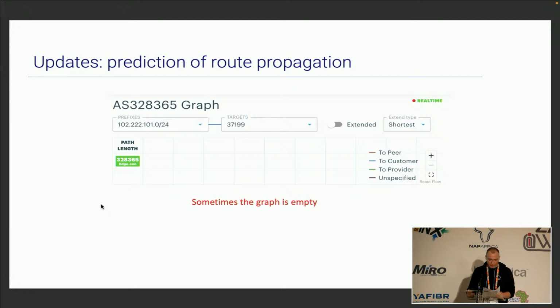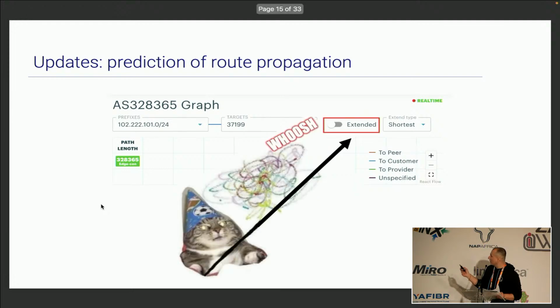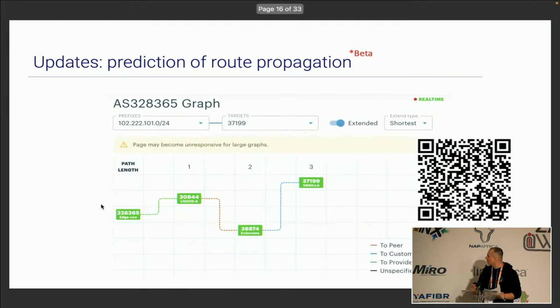But here we can try to predict the AS path based on our historical data about BGP links and based on our relationship model. And we added a switcher, and we can turn the switch off and predict the route. And again, it is not a real route, it is predicted.